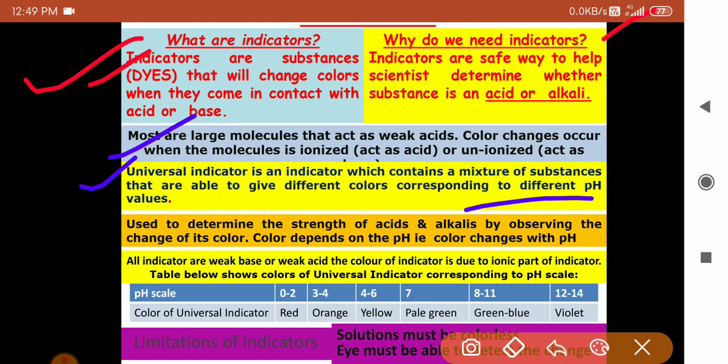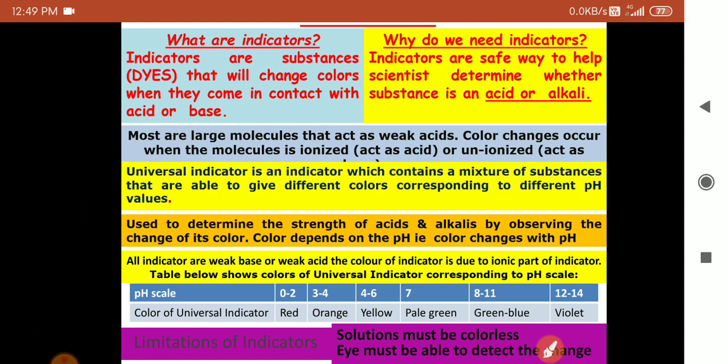Now here you see the table which indicates the pH scale and the colors of the universal indicator with different substances. When the pH is 0 to 2, meaning 0, 1, 2, the universal indicator shows a red color. As I told you, universal indicator is available in liquid form and also in the form of paper strips. So when the pH of the solution is 0, 1 or 2, the color is red.